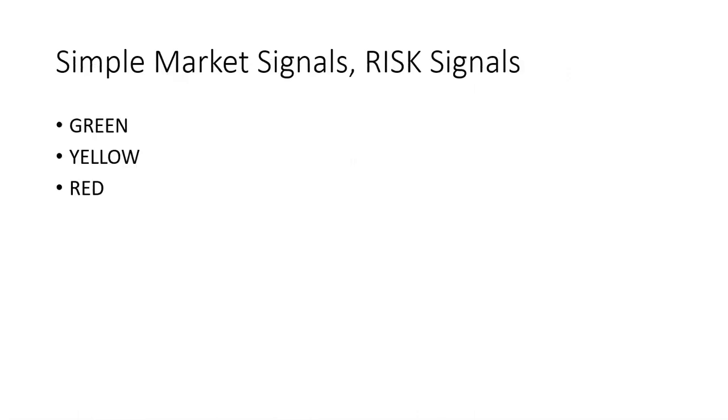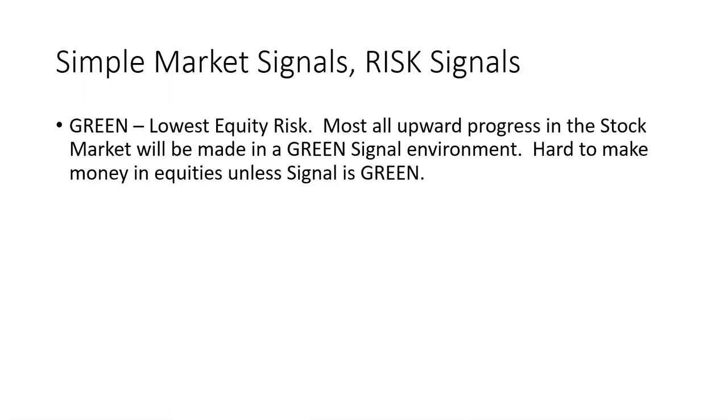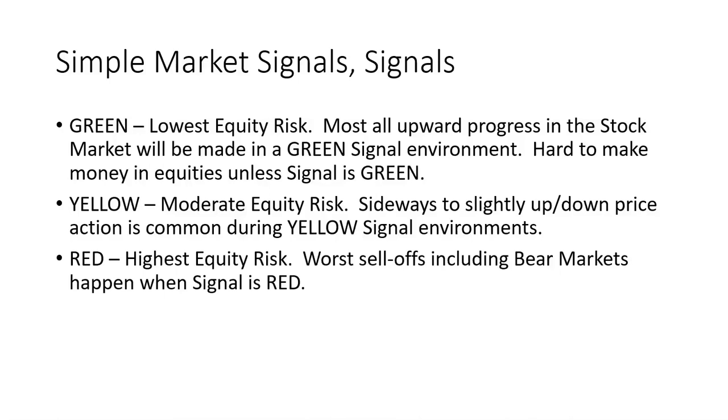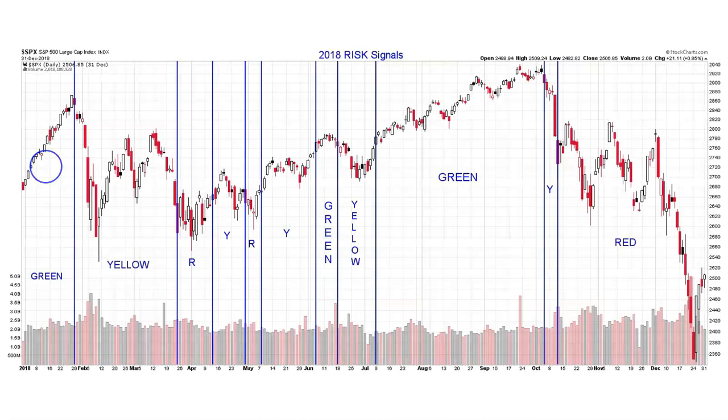Let's start off with the risk signals. The risk signals are simply green, yellow, and red. The green signal has the lowest equity risk associated with it. And what you're going to find is that most all upward progress in the stock market will be made in a green signal environment. Said another way, it is hard to make money in equities unless the signal is green. The yellow signal means there's moderate equity risk, and sideways to slightly up or down price action is very common during a yellow signal environment. The red signal has the highest equity risk, and the worst sell-offs, including bear markets, will happen when the signal is red.